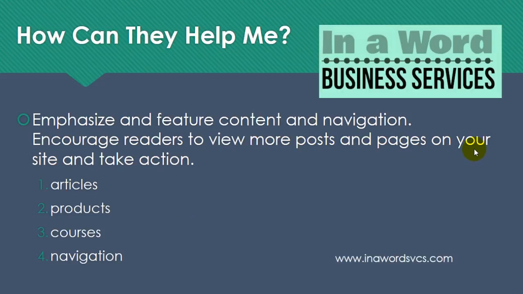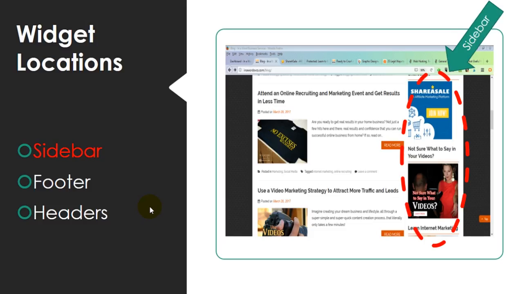Instead of looking at one article, you want people to look at maybe two or three articles, maybe sign up for your newsletter. A lot of times, when you're first engaging with someone, those are some things that you might want them to do. So you want to encourage them to look at more articles. You might want to encourage them to buy products or to see your products, take a course, and then of course making navigation easy.